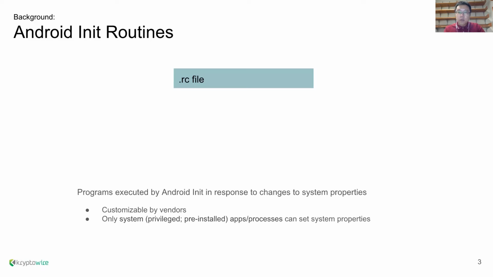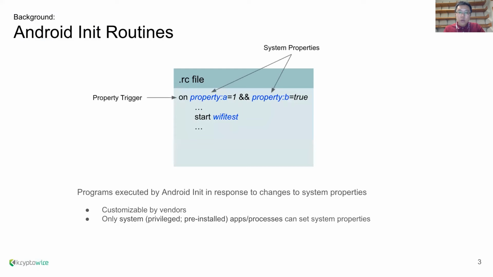The init routines include action and service. They are defined in resource files with extension RC, following the documented Android init language. This is an action example. It has a trigger with 2 system properties. The commands in the action body will be executed when property A equals 1 and property B equals 2. And this is a service example. It calls an executable with optional modifiers. Android init routines can be customized by vendors, and only the system apps or processes can set system properties.